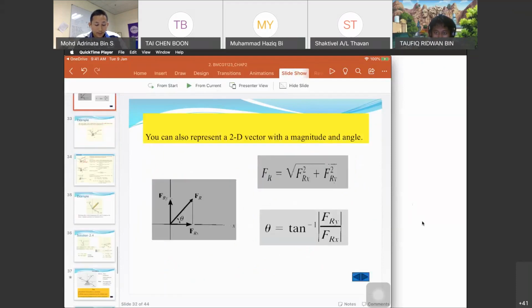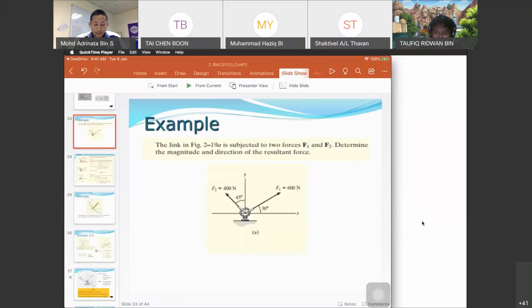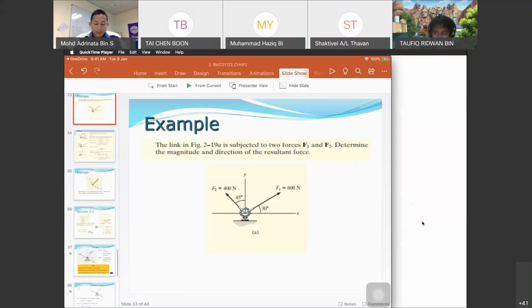Okay, so here is where we stop at. Okay, so I just want to continue our example, and then we can go for our tutorial. All right. So example, the link in figure 219A is subjected to two forces, F1 and F2. Determine the magnitude and direction of the resultant force.